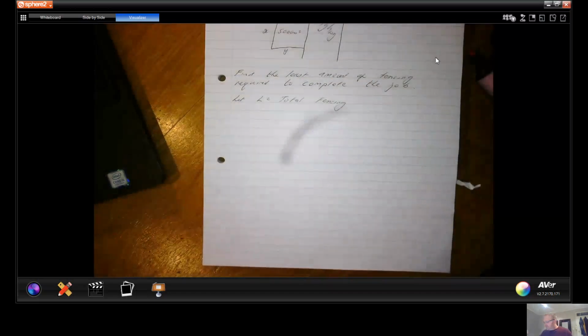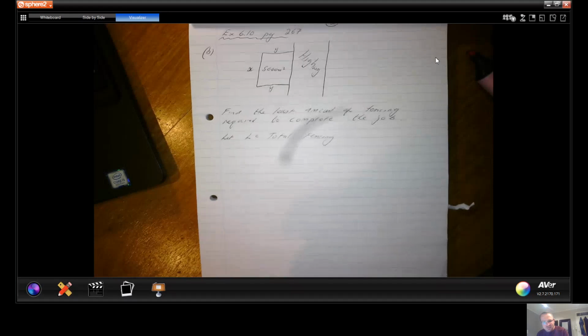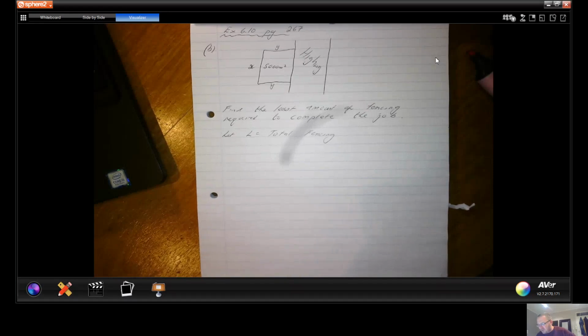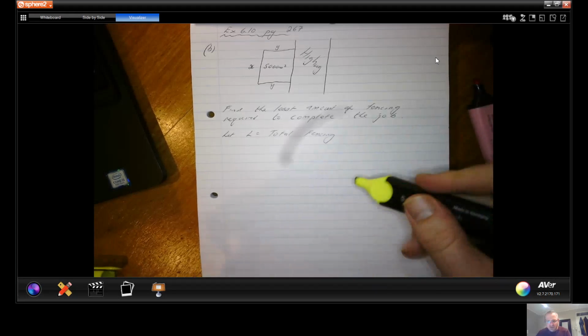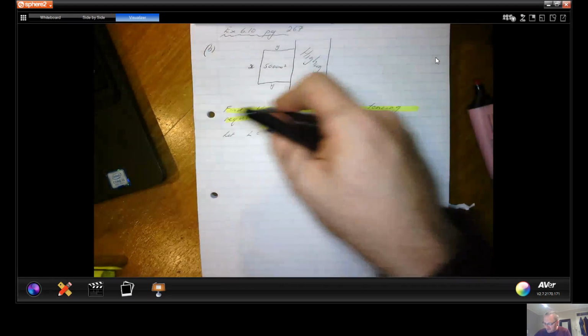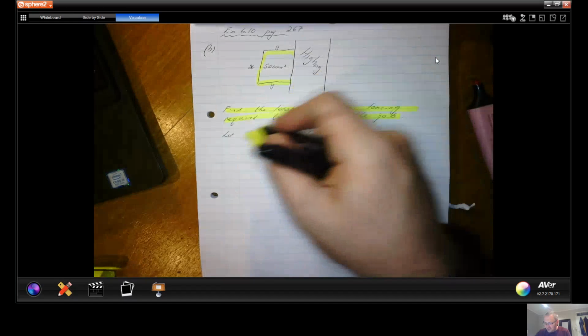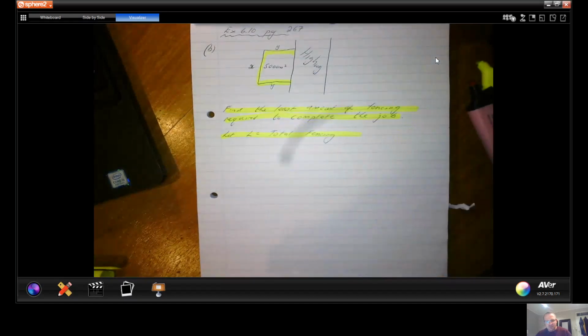Now, we break it up into steps if we want it to be either a tough section A question or an easy section B question. But if I wanted to make it a bit of a challenging section B question, I would just change it to one question and not give you any steps. I'd say find the least amount of fencing required to complete the job, and let L be equal to the total fencing. So I'm going to break all of those 3 parts in the question into one step.